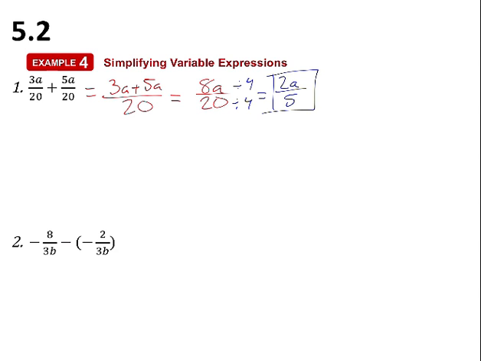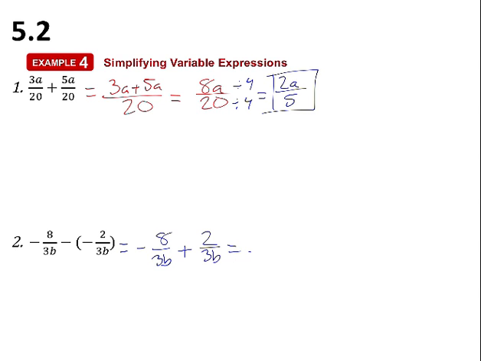Now number 2, this one's got a negative, and it's also got a minus sign. Now remember, when we're working with subtracting negatives, so we had negative 8 over 3b minus negative 2 over 3b, minus a negative is the same thing as adding the positive. So instead of minus negative 2 over 3b, we're going to make it plus 2 over 3b.